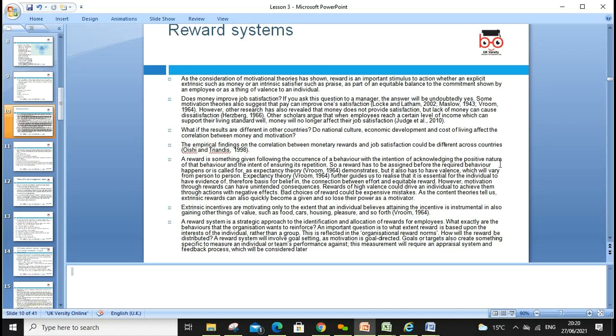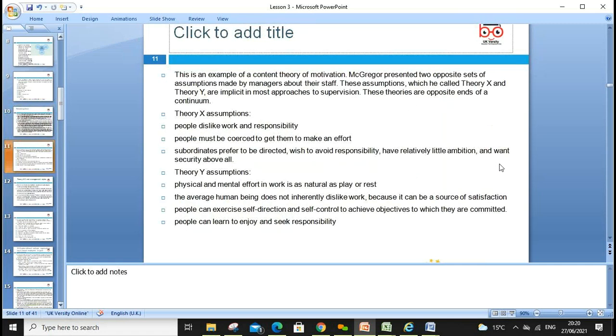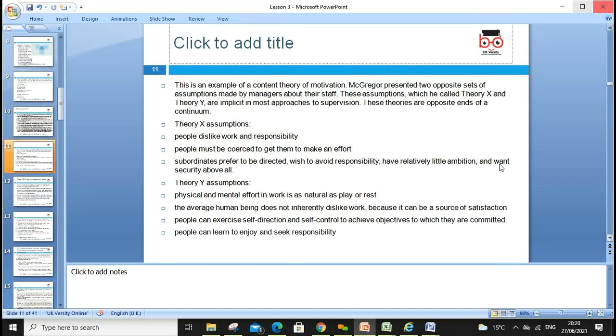What exactly are the behaviors the organization wants to reinforce? An important question is to what extent reward is based upon the interest of the individual rather than the group. Yes, goals and targets are also created, sometimes with specific measures. That's all we need to look at. Okay, next we're looking now.